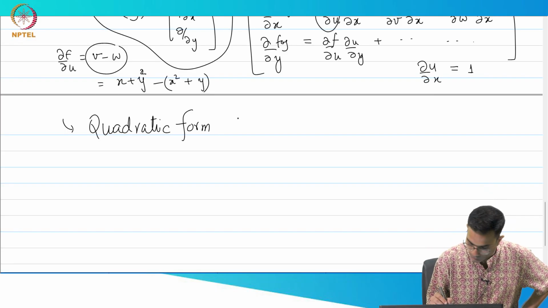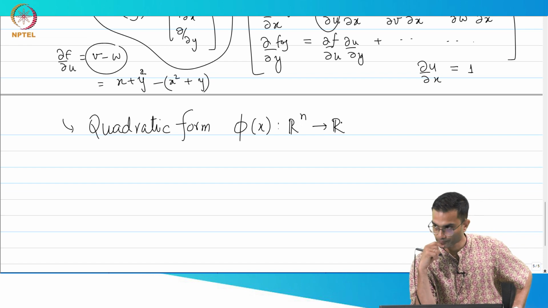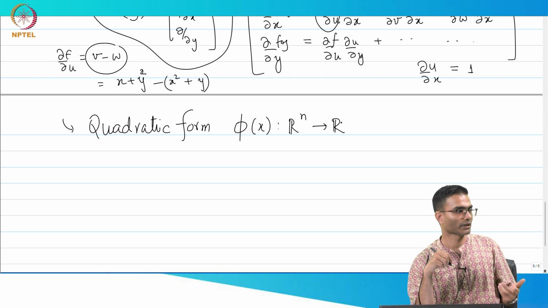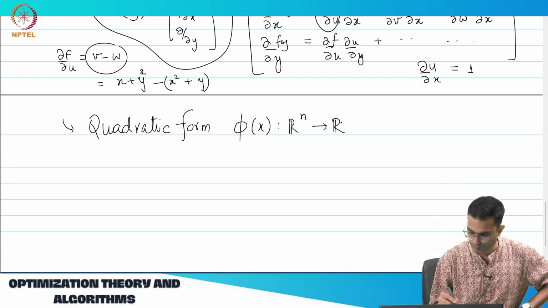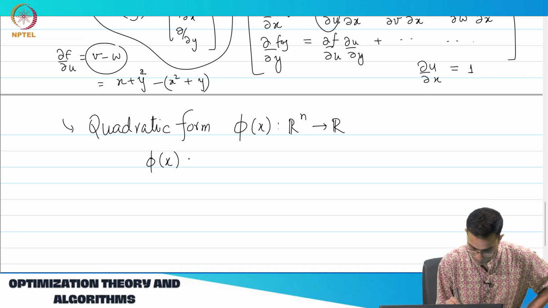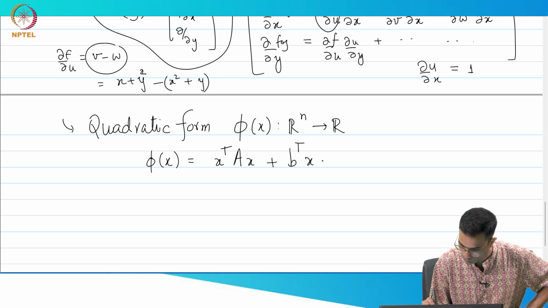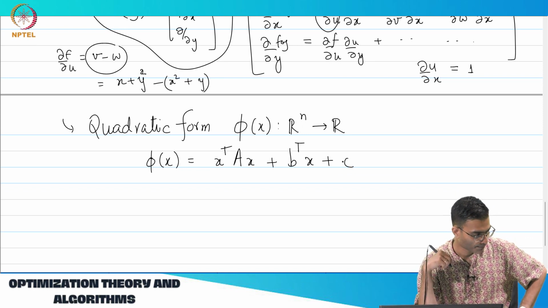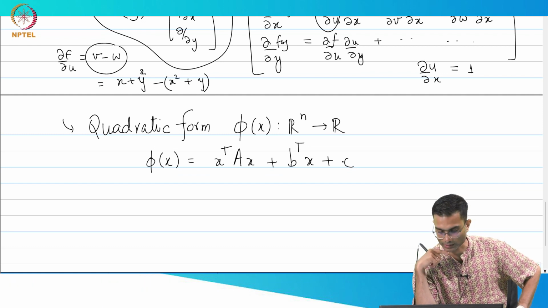A common symbol for it is phi of x, which is a function from Rn to R. A quadratic form is nothing but a generalization of a quadratic equation in one dimension to a quadratic equation in n dimensions. We call it a quadratic form. How do we define it?